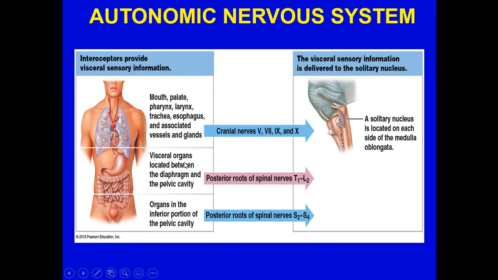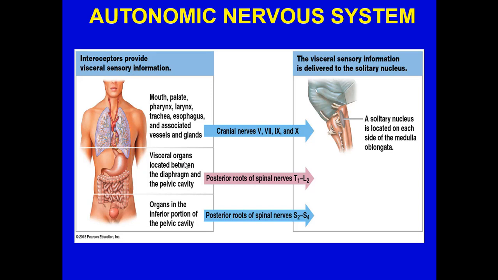We need to bring up interoceptors, which provide visceral sensory information. Now look, this is where we're dealing with either cranial nerves, the posterior roots of spinal nerves T1 to L2, so that's what? Sympathetic. Cranial nerves are going to be parasympathetic. The posterior roots of spinal nerves S2 to S4, that's parasympathetic.